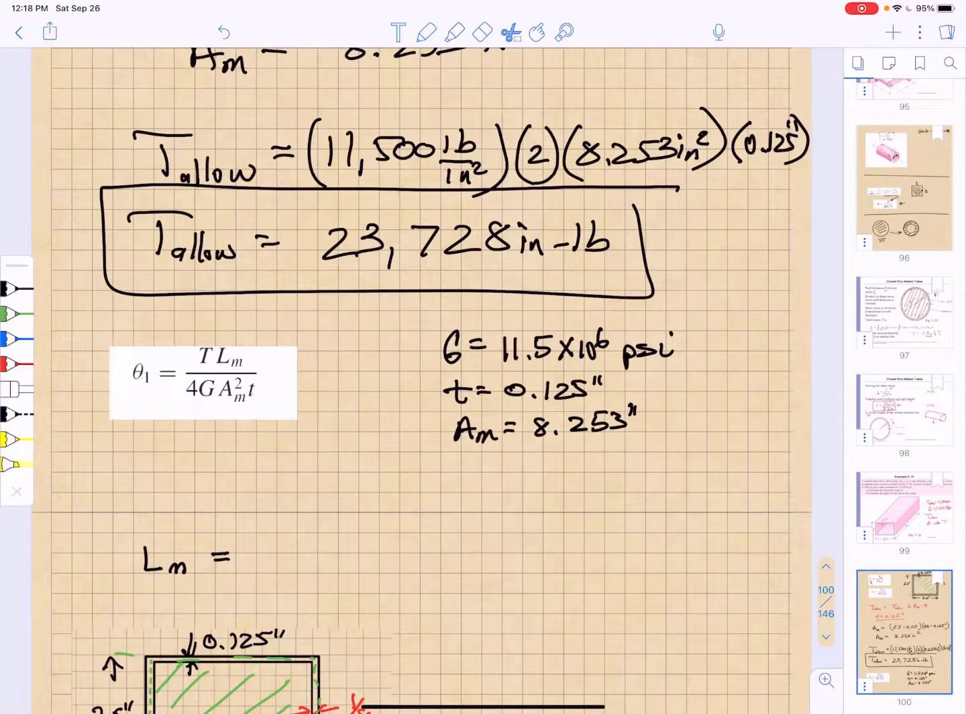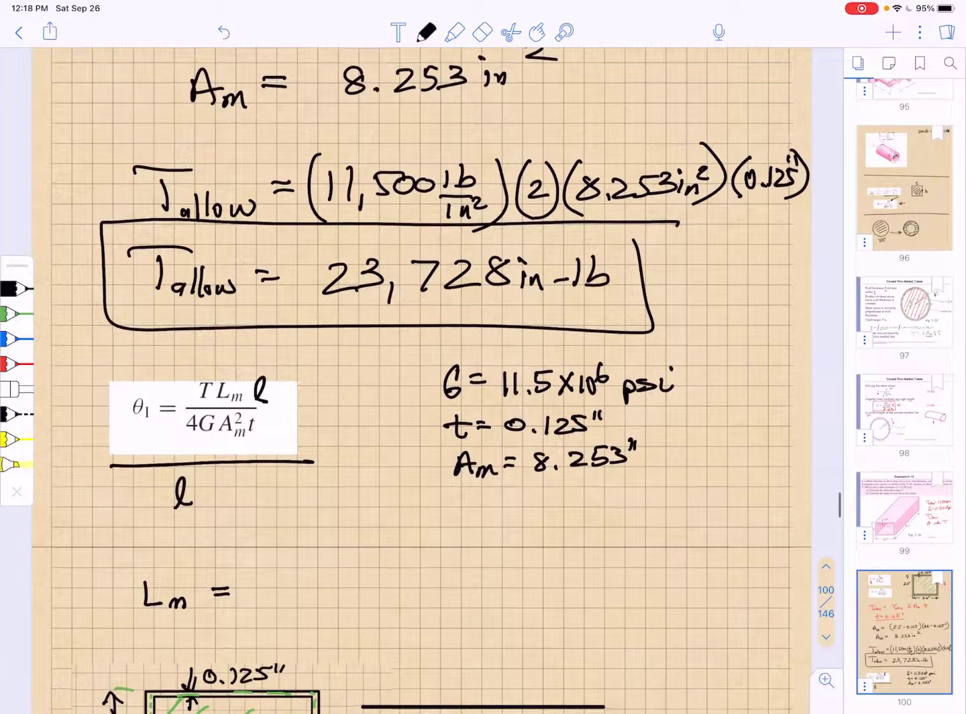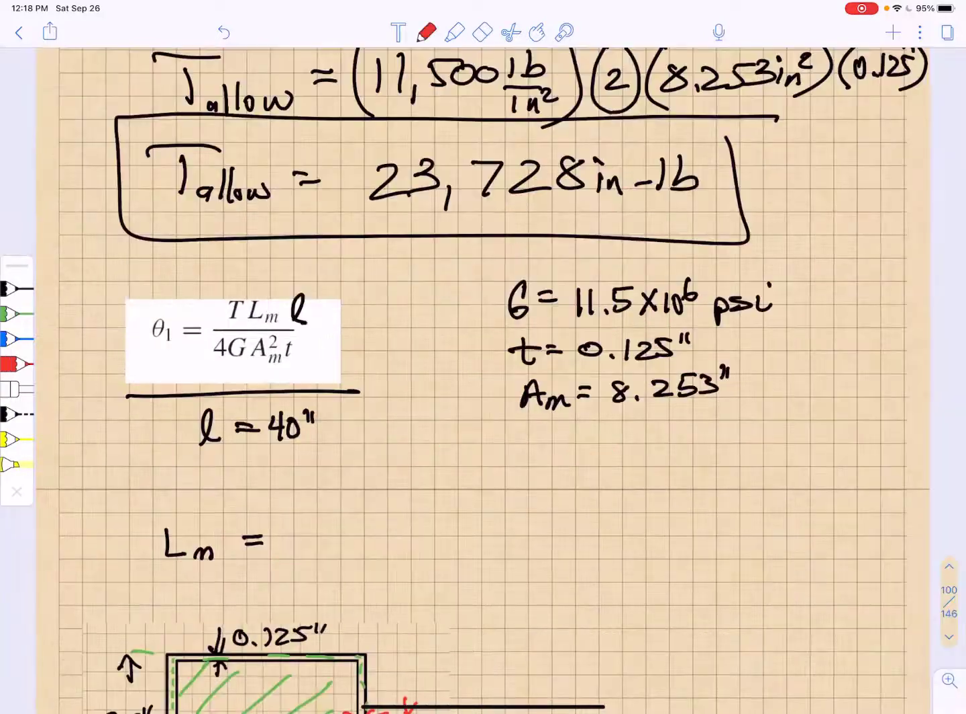Now that I have my allowable torque, I can find my angle of twist. In order to find my angle of twist, I have to multiply this angle of twist per unit length times the length L. I know that the overall length of this box is 40 inches. I already know what G is. I know what T is. I know what AM is. The only thing I don't know is this LM, so I've got to figure that out.